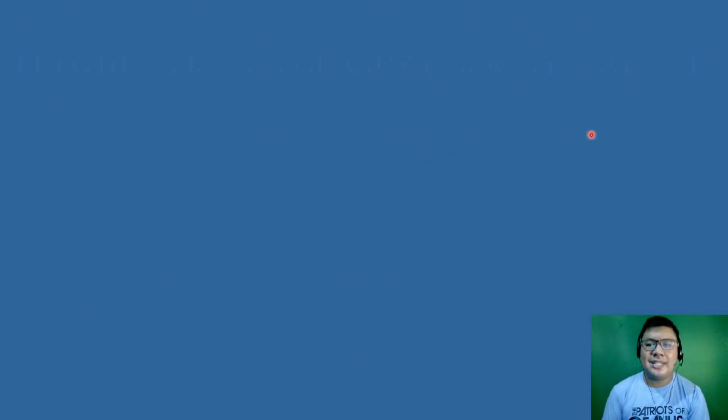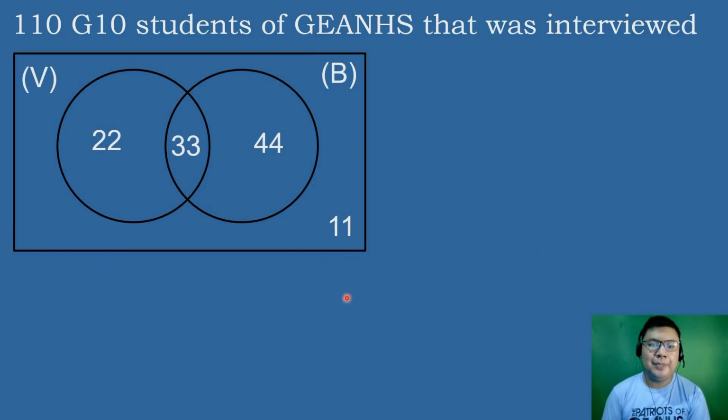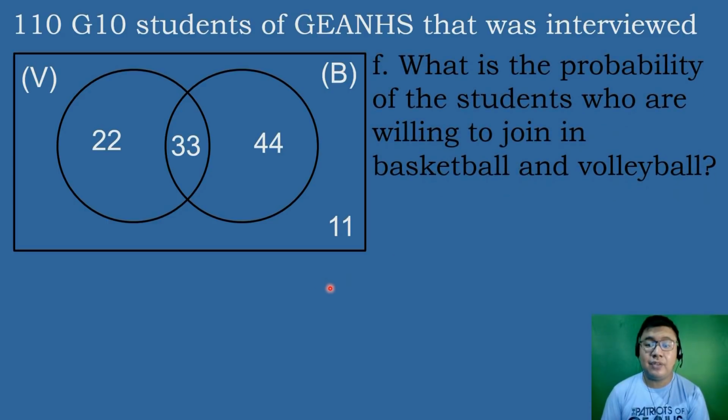We have our last question for our preliminary activity. What is the probability of the students who are willing to join in basketball and volleyball? We will be using again the formula for simple probability, and we will be getting the number of event outcomes. So the event outcomes are the students who are willing to join in basketball and volleyball.